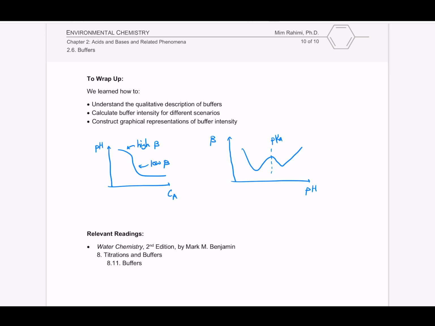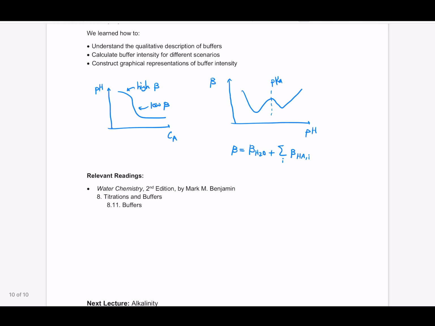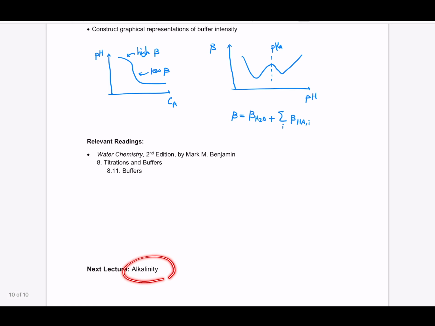And this was a combination of beta of water, which always exists in, of course, an aqueous environment, and also the contribution of the beta of all the other acids. In this case, we mostly talked about a weak acid. So eventually the curve we're getting would be a combination of all. In the next lecture, we're going to talk about another important factor when it comes to acid-base reactions, which is alkalinity.